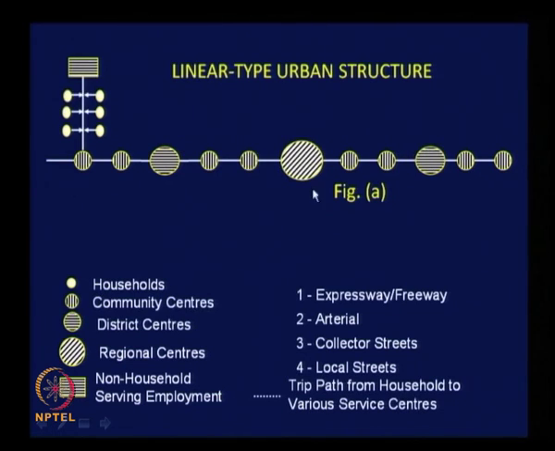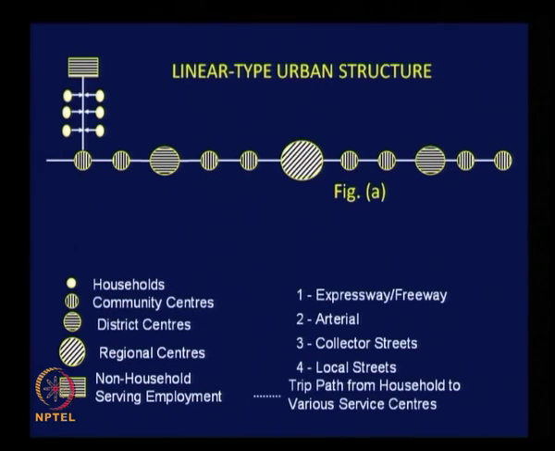Clear? Here you have the regional center and you have community centers, district center, again community centers, and here you have community centers, district center, community centers. Households are located here and non-household serving employment centers are located separately with direct access from households. Please understand, these are not exact layouts of urban structure, these are schematic diagrams, okay, illustrating the principle involved in location of activity centers and how we access these activity centers through roads of different hierarchical levels, right.